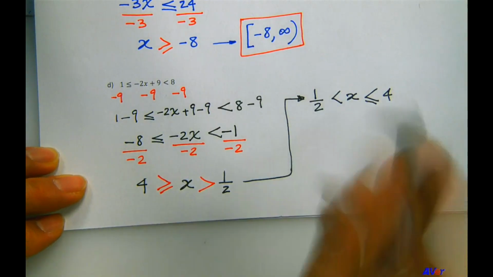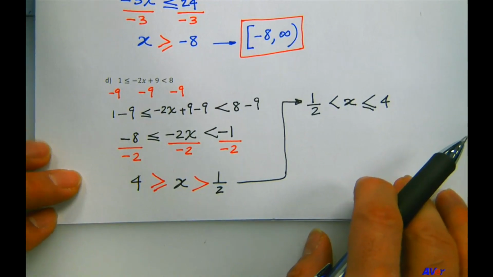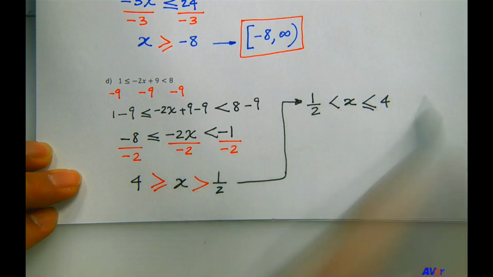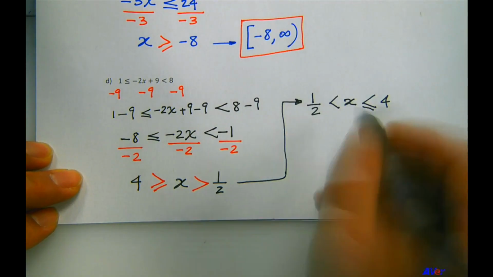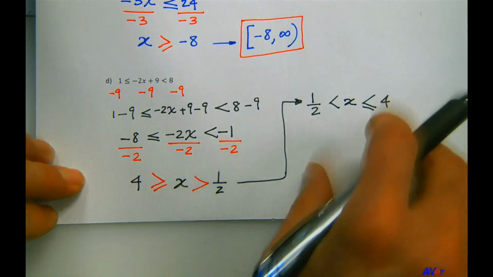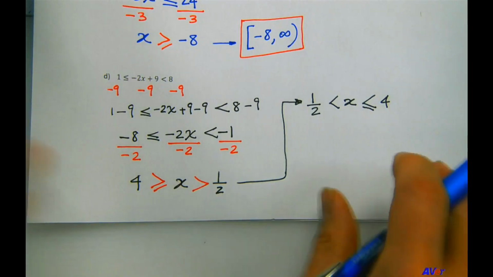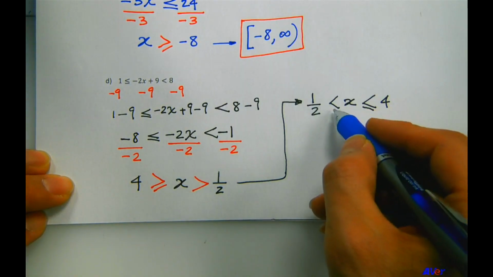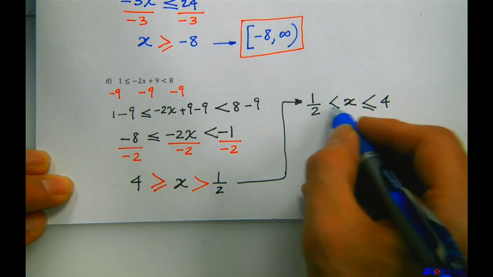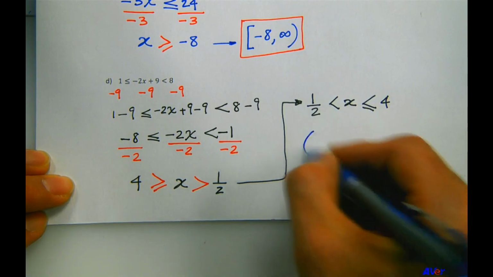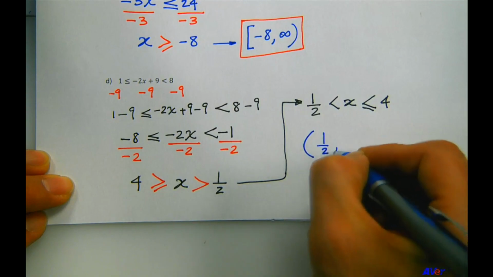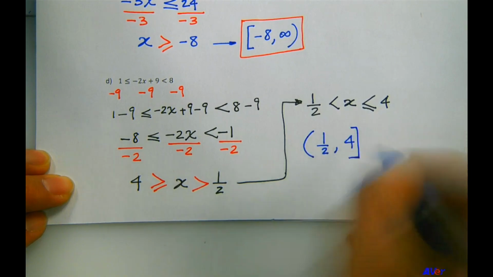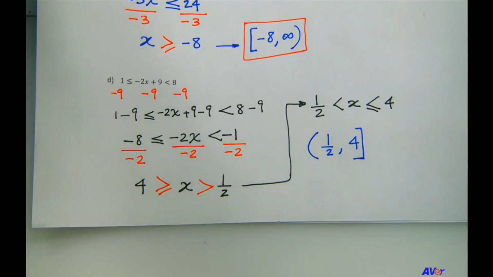So compare this with that. It's the same thing, but now the smaller number is on the left and the larger number is on the far right. Okay, so now we have to write this answer using interval notation. So 1/2 is not included in the solution, right? 1/2 is not included because equality is missing. So we have a parenthesis, 1/2, comma, 4 is included. So 4 and then bracket. Okay, that's the solution there.